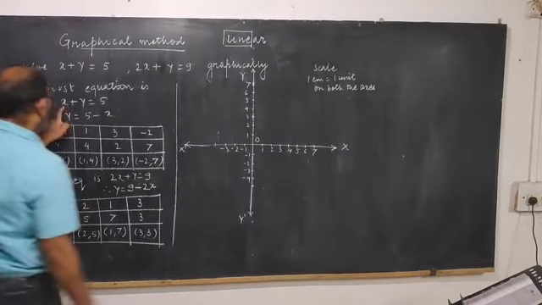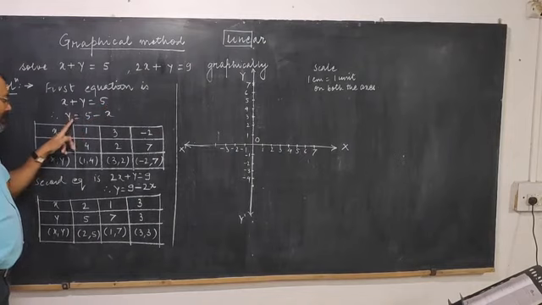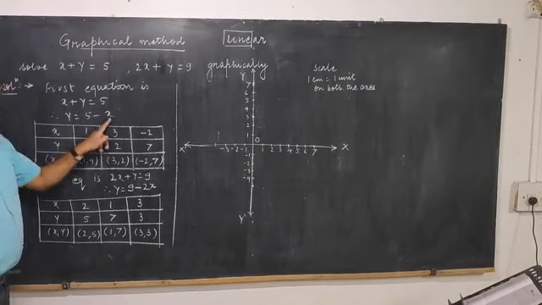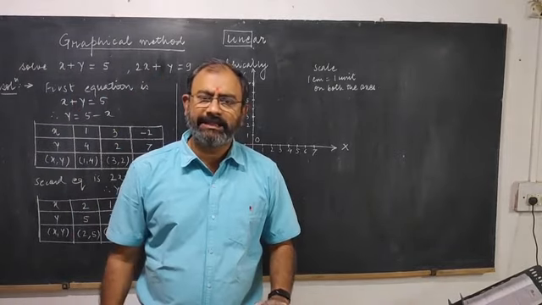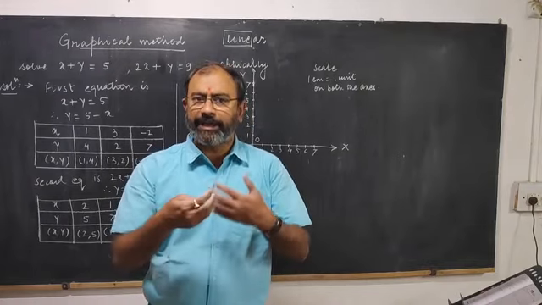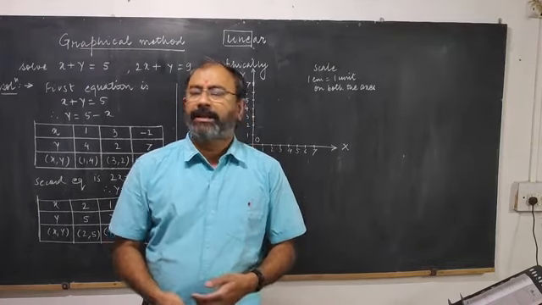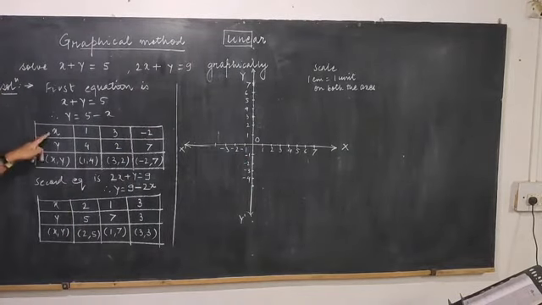So here x plus y is 5. Rearranging this, you get y is equal to 5 minus x. Now you choose any value of x and put it in this equation. After putting the value of x, you get the value of y. We make a table of these values like this: x, y, and the ordered pair x, y. This is the point of the line.